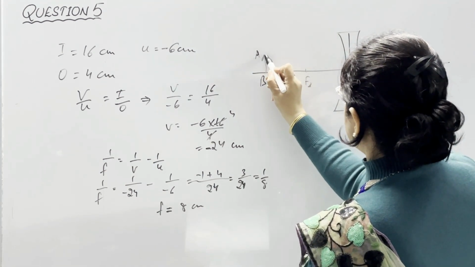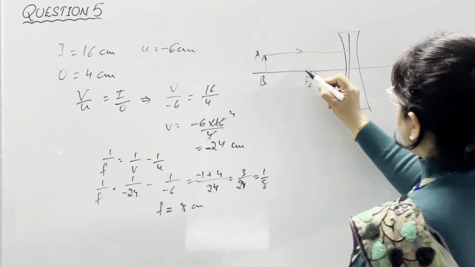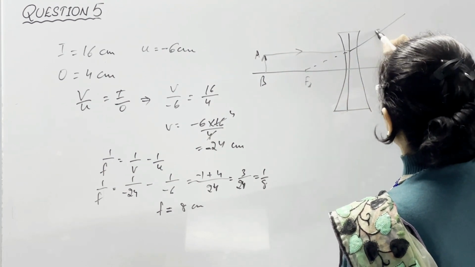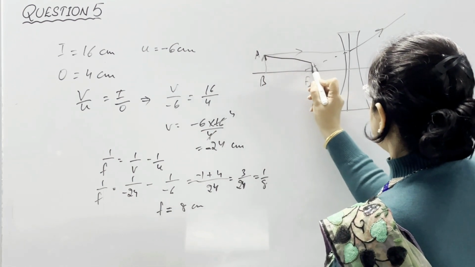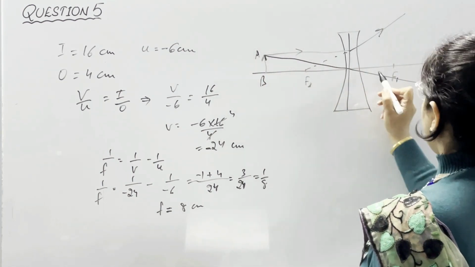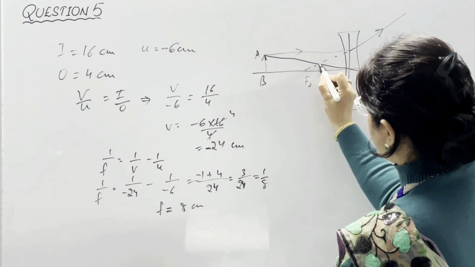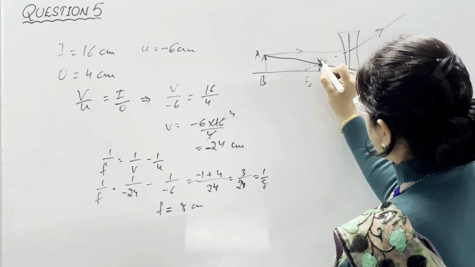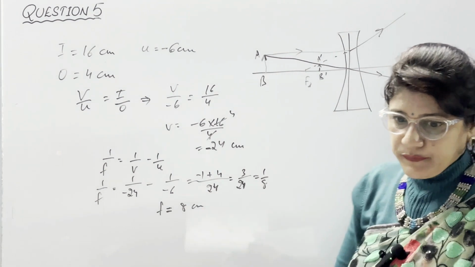Now the ray which is coming parallel to the principal axis will diverge, appearing to come from focus f2, and the ray which is passing through the optical center passes undeviated. These two rays meet at this point and here we will get the virtual image. Dotted, you need to show here. Dotted image A dash B dash because it is virtual.